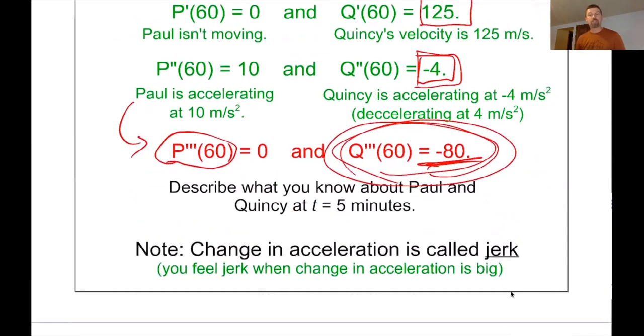You can feel jerk when acceleration is big, right? Like when you accelerate, you're going to feel that. If you're in a car, you're going to feel that backwards acceleration. But if you slam on the brakes, you're not just being pushed forward, you're being jerked forward. You can feel a change in acceleration, and it feels like a jerk, which is why it's called jerk.